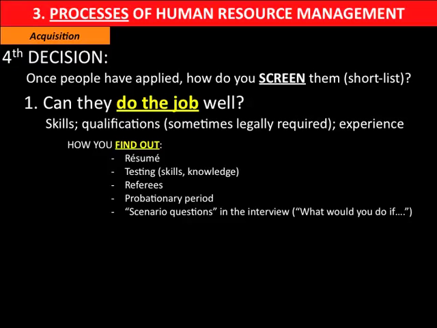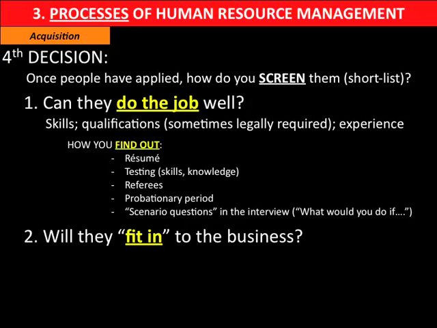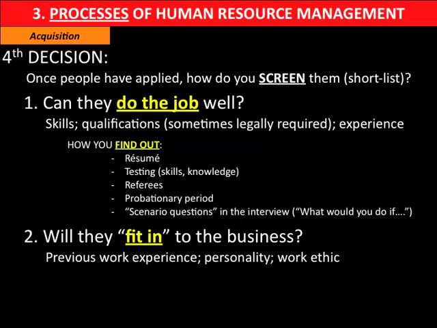The second thing that you need to ask is, are they going to fit into the business? How do you find out if they're going to fit in? Well, you look at their previous work experience. Where did they work before? What kind of workplaces are those? You can look at their personality. You can look at their work ethic, whether they're workaholics or whatever.